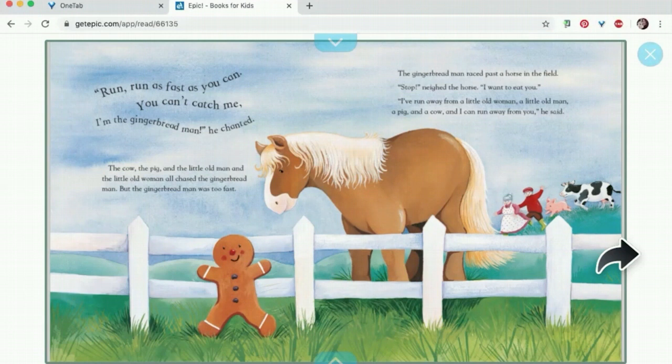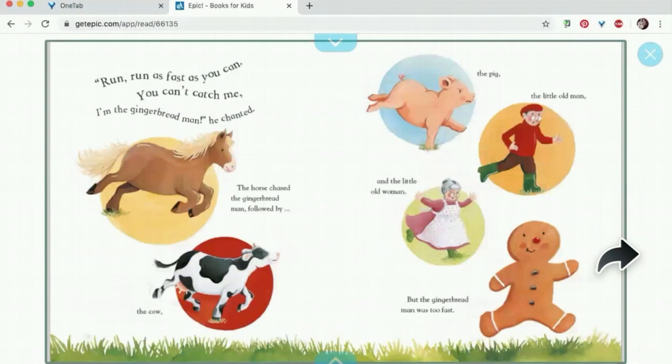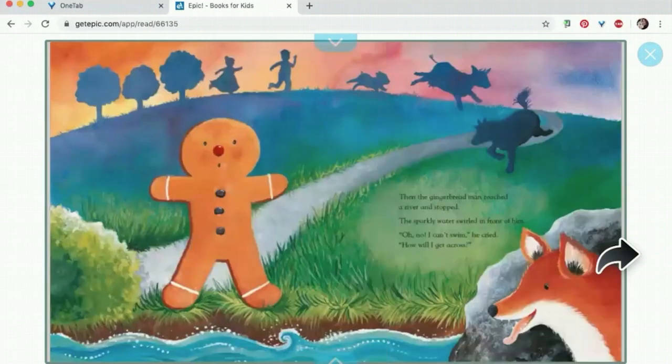The gingerbread man raced past a horse in the field. "Stop!" neighed the horse. "I want to eat you." "I've run away from a little old woman, a little old man, a pig, and a cow, and I can run away from you," he said. "Run, run as fast as you can. You can't catch me. I'm the gingerbread man," he chanted. The horse chased the gingerbread man, followed by the cow, the pig, the little old man, and the little old woman. But the gingerbread man was too fast.